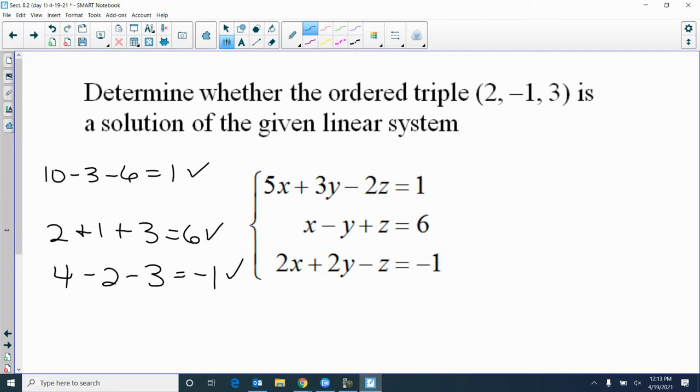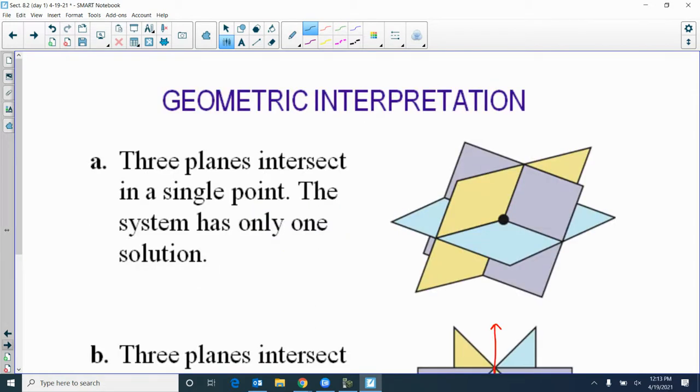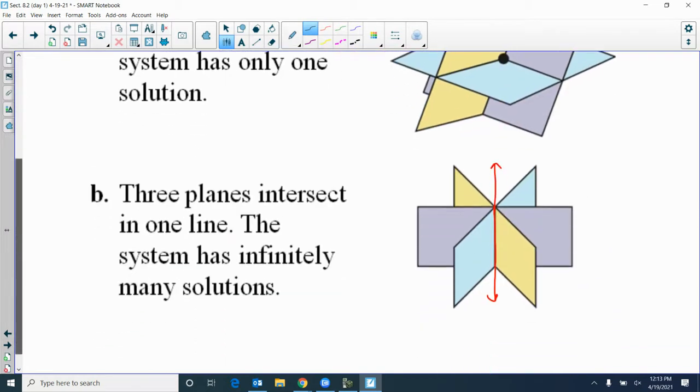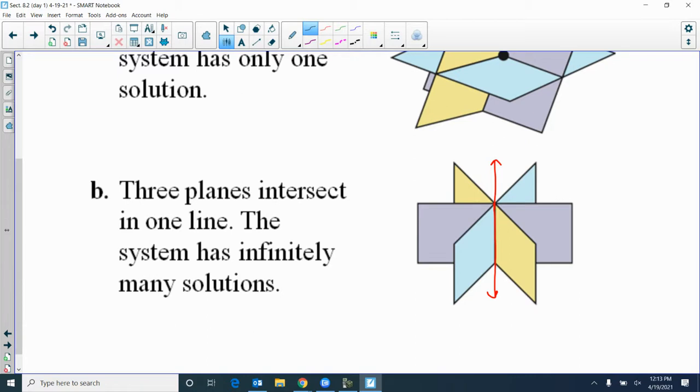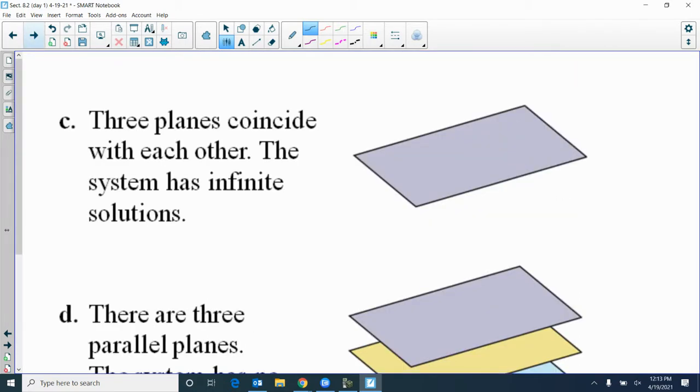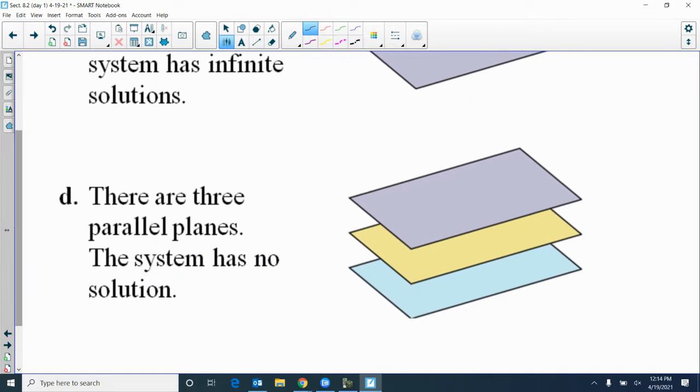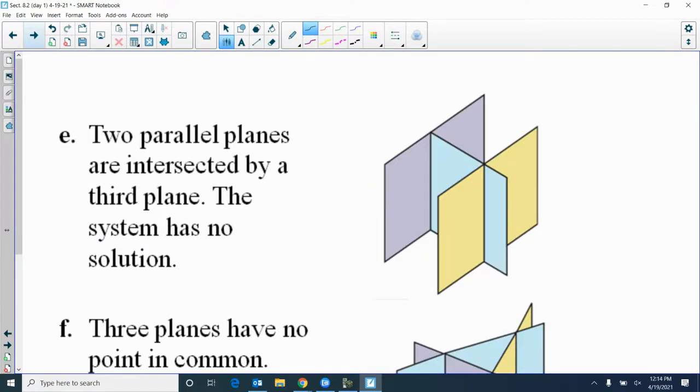Now, we said with 3x3s, each one of them is a plane. So what happens a little differently than with 2x2s? You could get 3 planes that intersect in a single point. Just one solution is the answer. You could get 3 planes that intersect in a line. You've got infinite solutions. You could have 3 planes that are all the same. That's another set of infinite solutions. You could have 3 parallel planes. No solution.